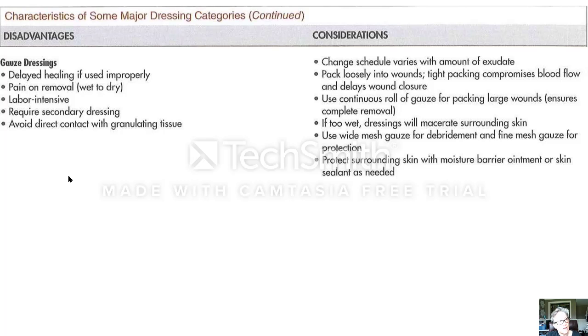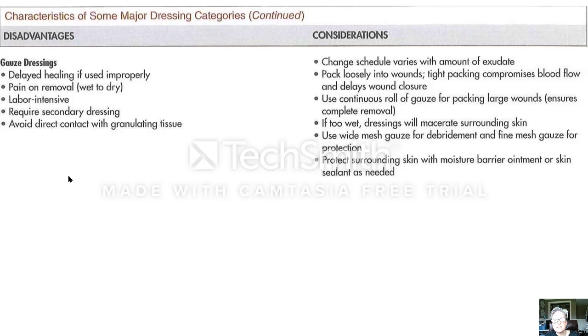Disadvantages of gauze dressings include delayed healing if used improperly, pain on removal, wet to dry, labor intensive, requires secondary dressing, avoid direct contact with granulating tissue.